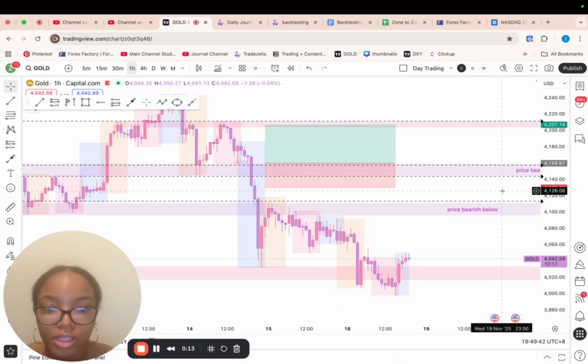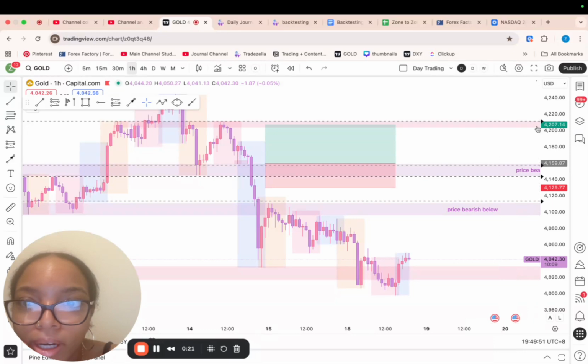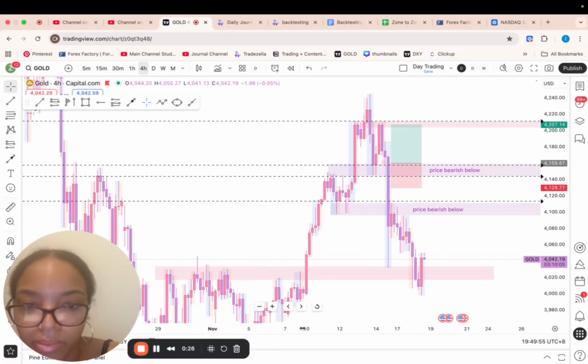I'm going to start with gold because I don't know, this is the most challenging thing for me to trade at the moment. Just reading the price section is definitely challenging me. But let's do an analysis on it anyway.